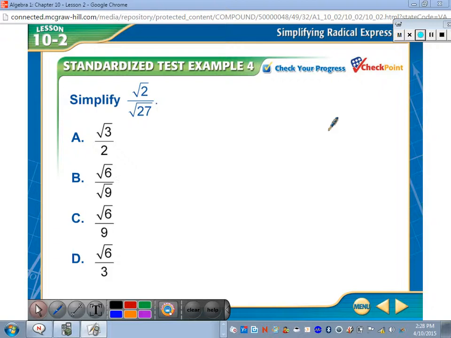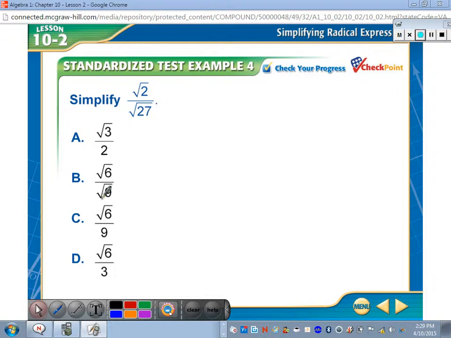So what you do is you look at the bottom to decide what you're going to multiply by. When you do that, you get square root of 54, because 2 times 27, okay? And that's over 27. But I happen to know that 54 is 6 times 9 over 27. Square root of 6, square root of 9 over 27. 3 square root of 6 over 27. 3 over 27 reduces down to 1 over 9, so we're looking at square root of 6 over 9, okay?